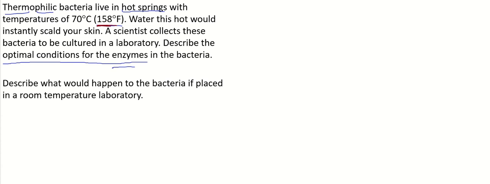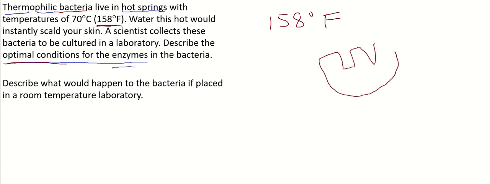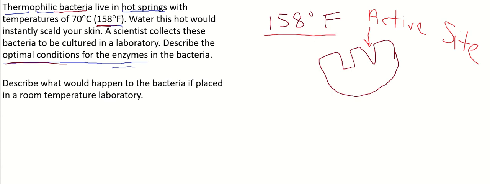All right. So the answer is simply 158 degrees is the optimal condition. And the reason is because the bacteria is alive at that temperature. So for the bacteria or any living thing to be alive, there's my generic enzyme. Those enzymes have to have the appropriate active site. And this is a very important term. In order for substrates to bind into this active site, it has to have the right shape. And at 158 degrees, it has the right shape.